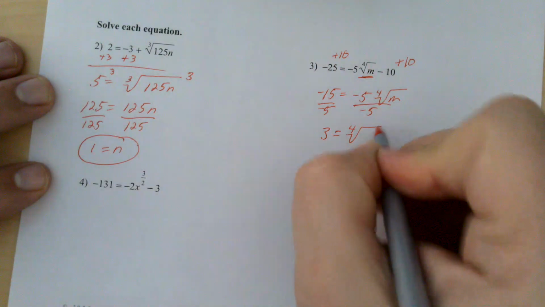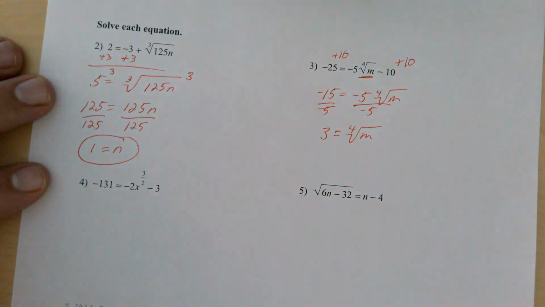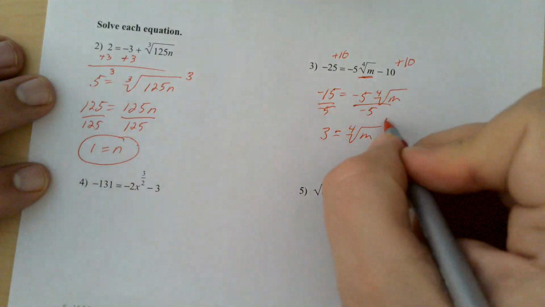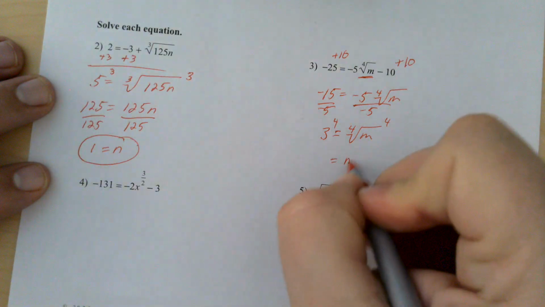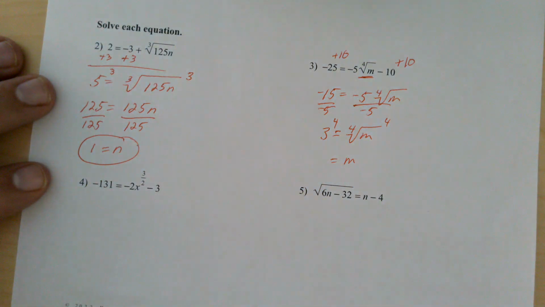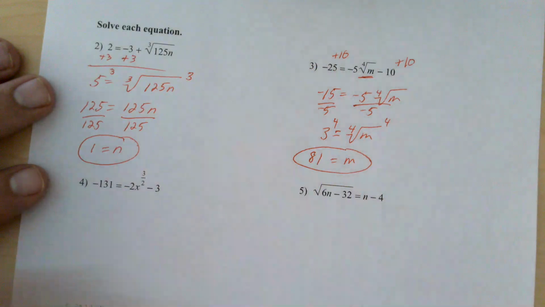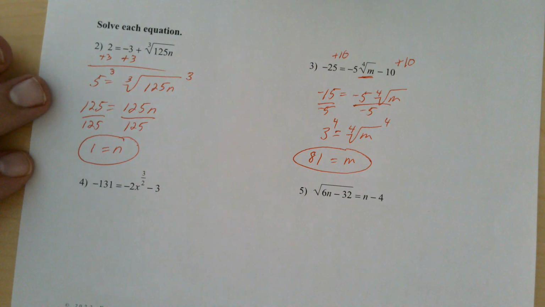And now my last move is to raise to the 4th power. And then I'm done because it's only an m inside the radical. So I raise, and I get m by itself. That's what I wanted. And 3 times 3 times 3 times 3 is an 81. And I am finished. Okay?